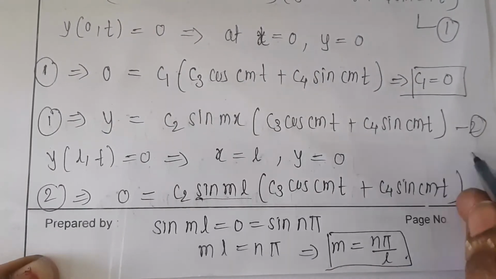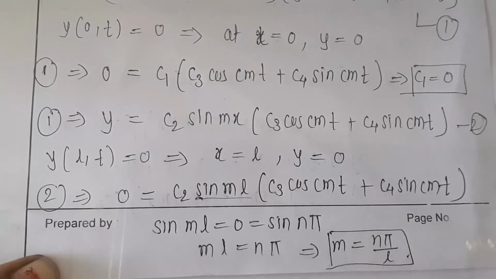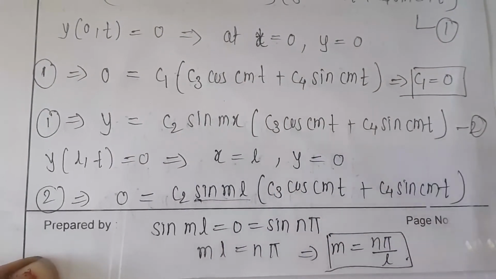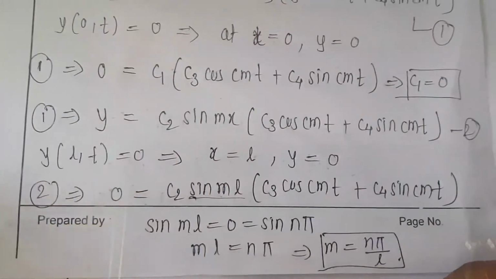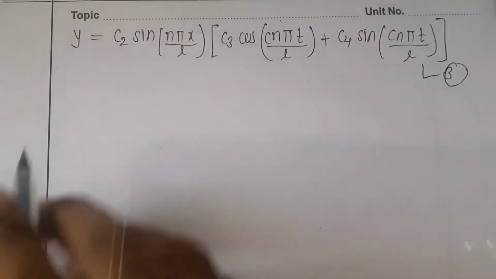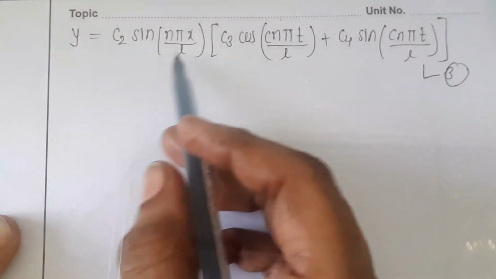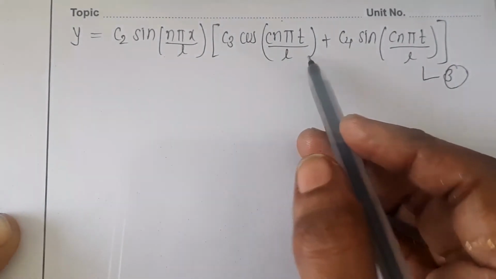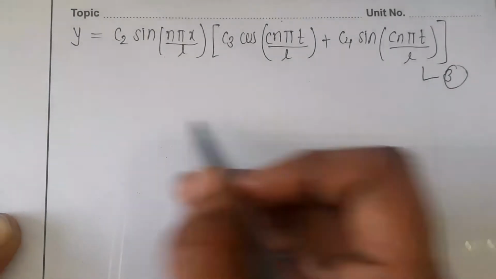Substituting this value of m in equation number 2. We have m in sin mx, in cos as well as in sin. So we substitute the m value, that is n pi by L, everywhere. We obtain equation number 3, which is y is equal to c2 sin n pi x by L into c3 cos n pi ct by L plus c4 sin n pi ct by L.